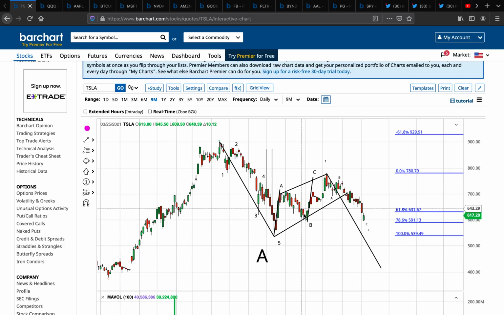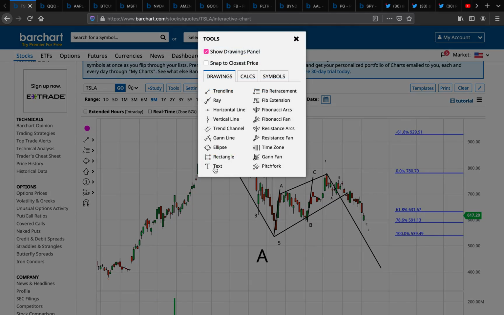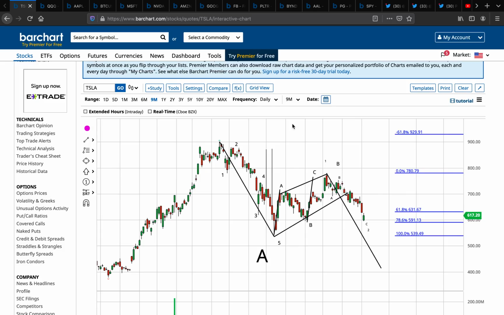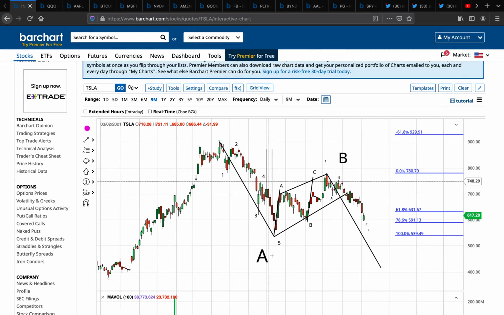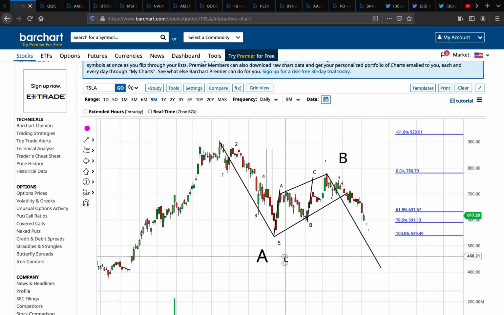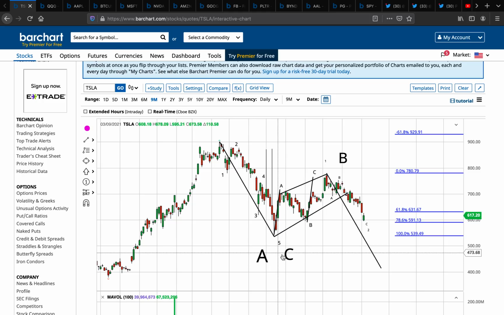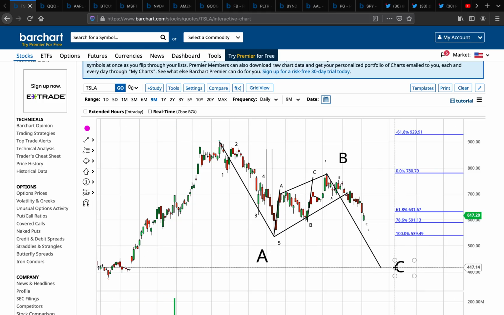Wave A reaches the length of wave B, placed at the wave C low, and then now we're going to go on the next leg down. So this is how they have Tesla counted. I'll tell you exactly what they think. That this ABC correction was a wave B. They think Tesla still has more downside. And if you take the length of a wave A, place it at the wave B high, that's where they get their wave C target.